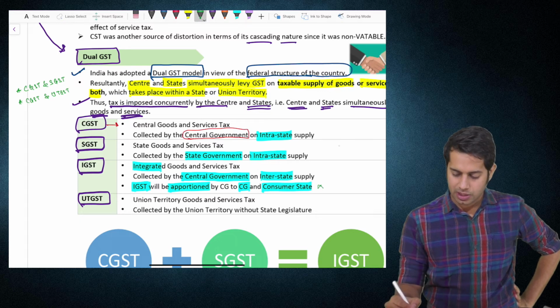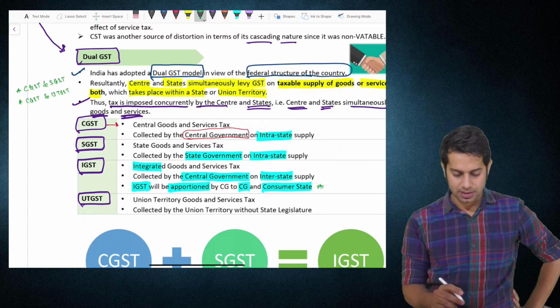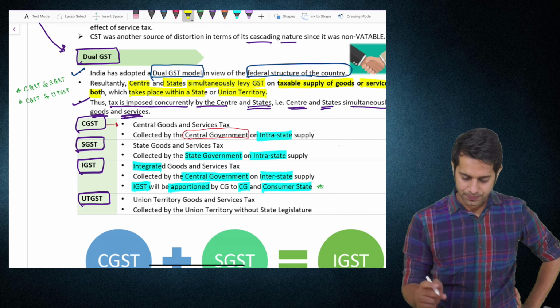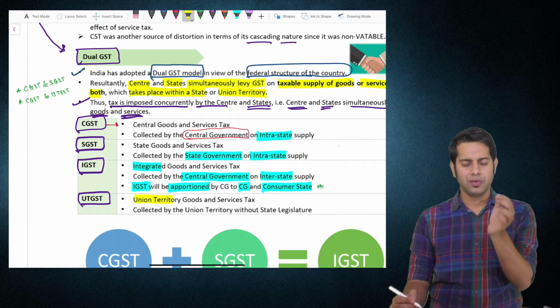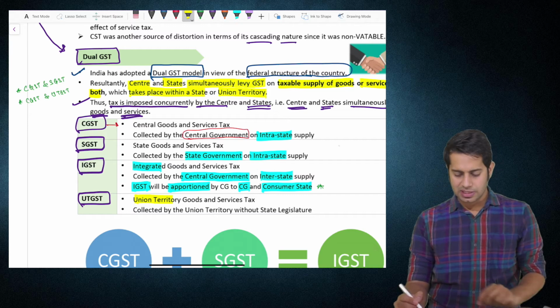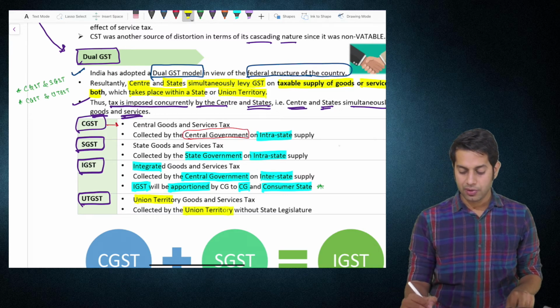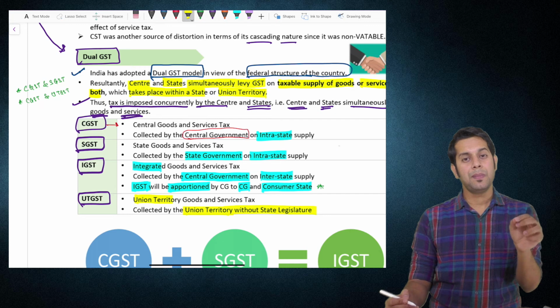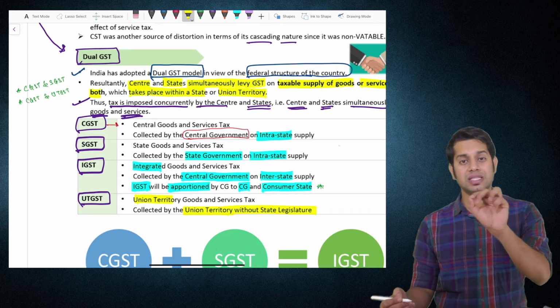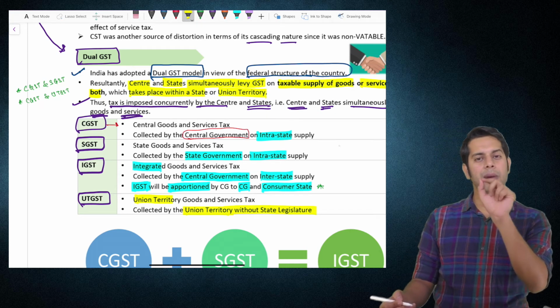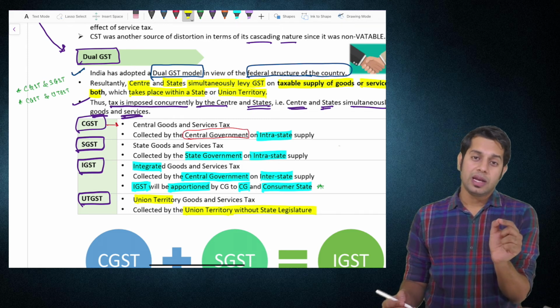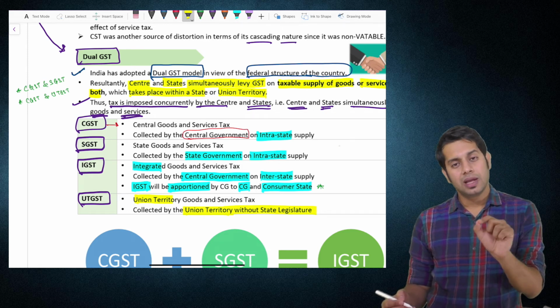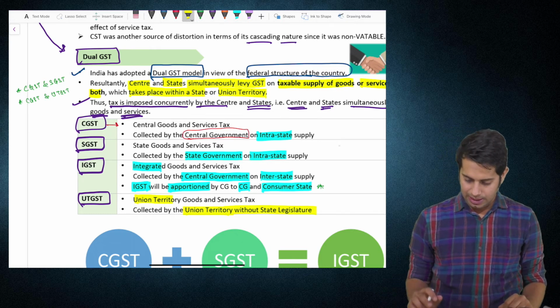Sir, what is this consumer state? Just a second, I'll discuss. First I'll tell the last point. Then there is something called UTGST, which is Union Territory Goods and Services Tax. It is collected by whom, sir? Very important. It is collected by a union territory without state legislature, a union territory without its own government.